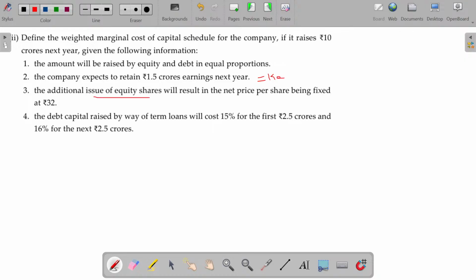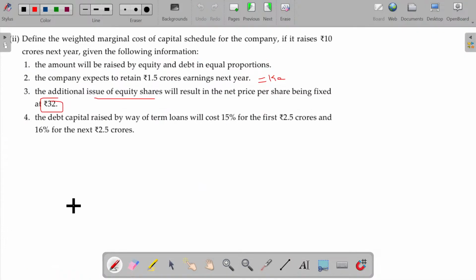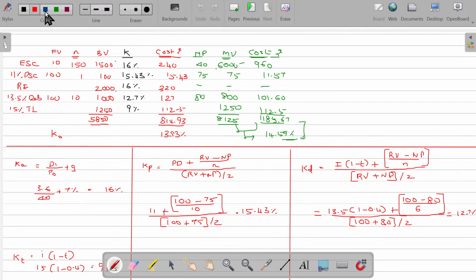Additional issue of equity share will result in the net price per share being fixed at 32. What happens if you want to further raise the equity shares? The price will be only 32. What about the current market price? 40. 40 decreases to only 32. Then automatically the KE will be totally different. Is that okay? Let's see here.